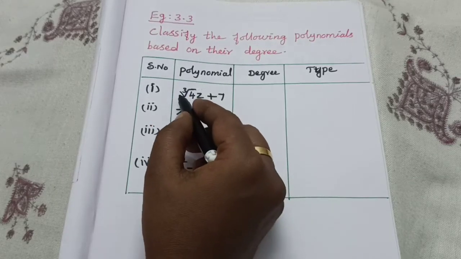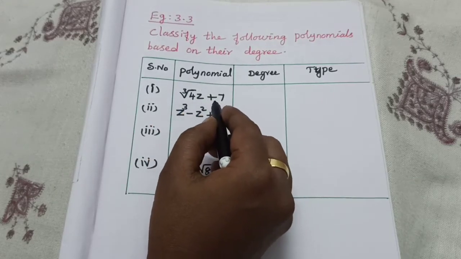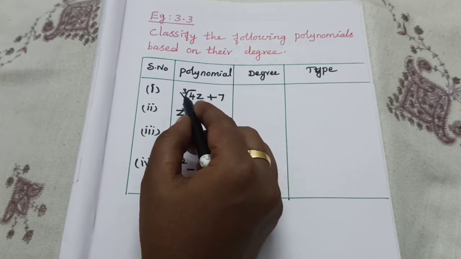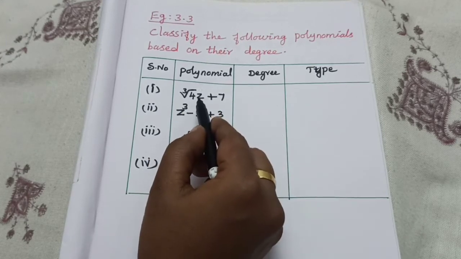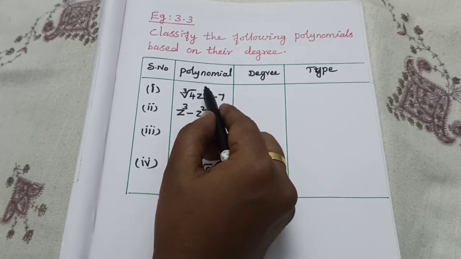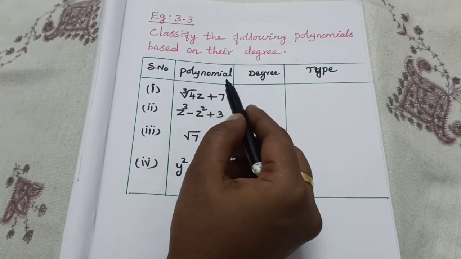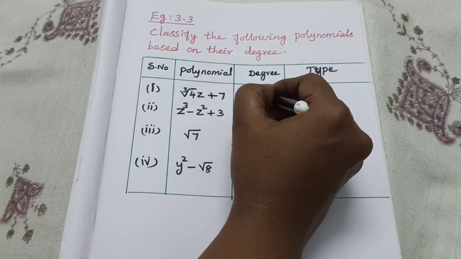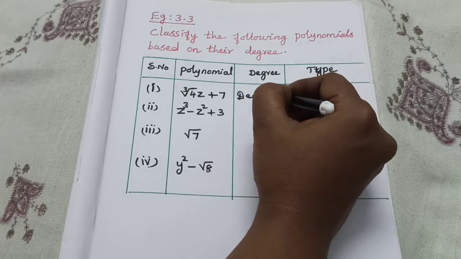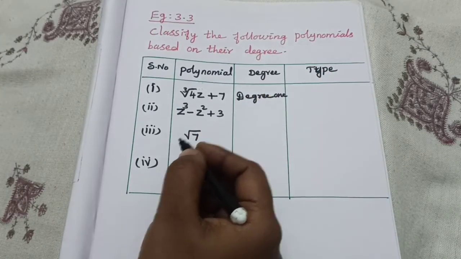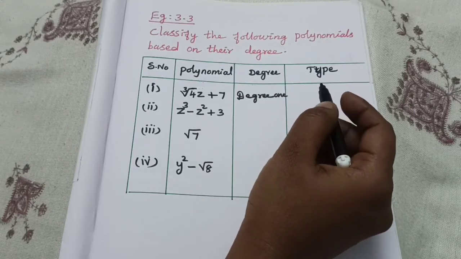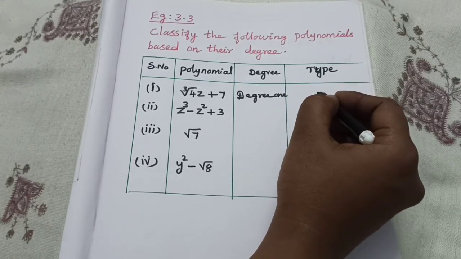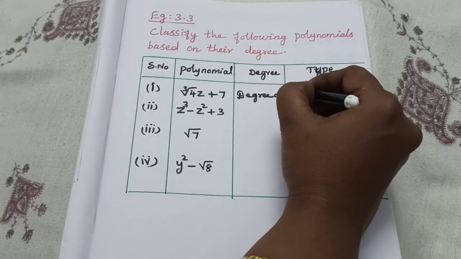Then first question is cube root of 4 is z plus 7. And here what's the degree? Which is the variable? Z is the variable, isn't it? Then power is 1. So what's the degree? Degree is 1. Understood? Degree 1 means then what's the type? Linear polynomial. Very good. Linear polynomial.